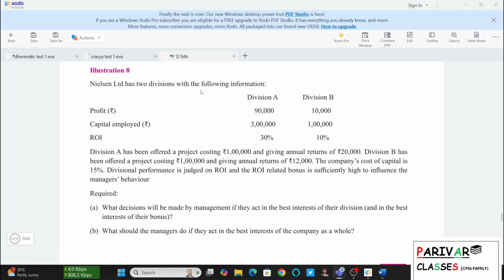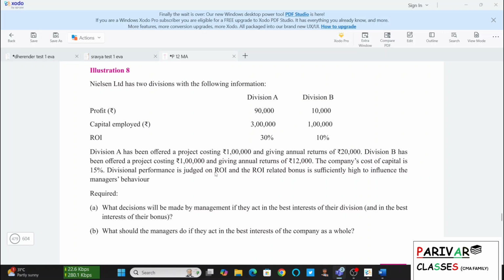Nielsen Limited has two divisions with the following information: profit, capital employed, and ROI. Division A has been offered a project of 1 lakh with annual return 20,000. Division B has a project costing 1 lakh with annual return 12,000. The company's cost of capital is 15 percentage, overall. Division performance is judged on ROI, and the ROI related bonus is sufficiently high to influence the manager's behavior.